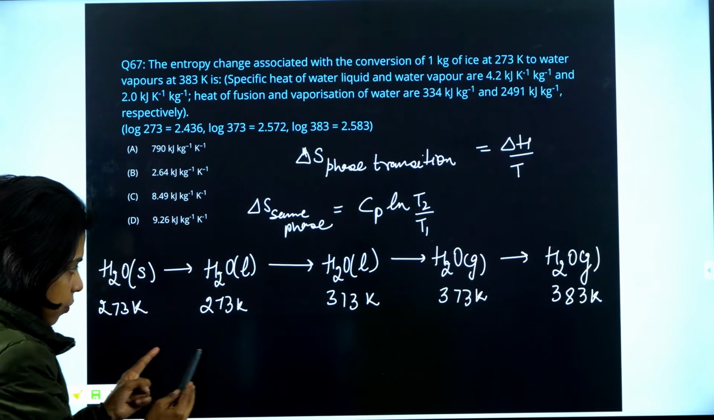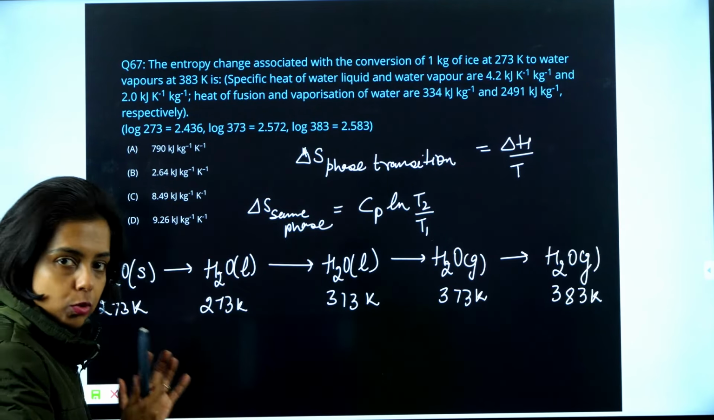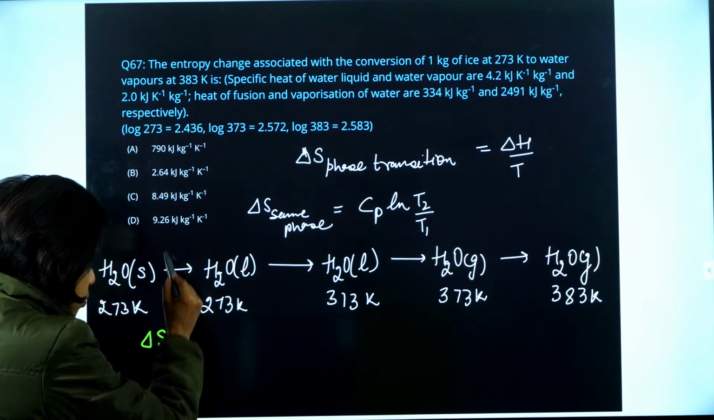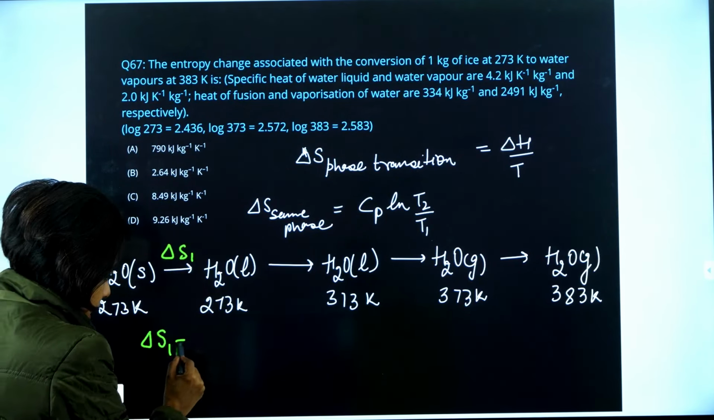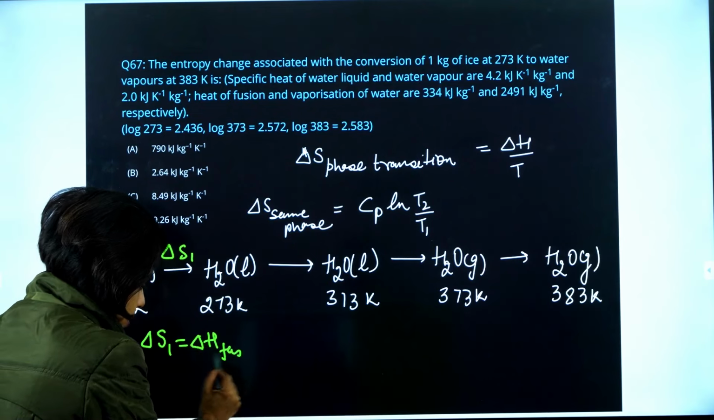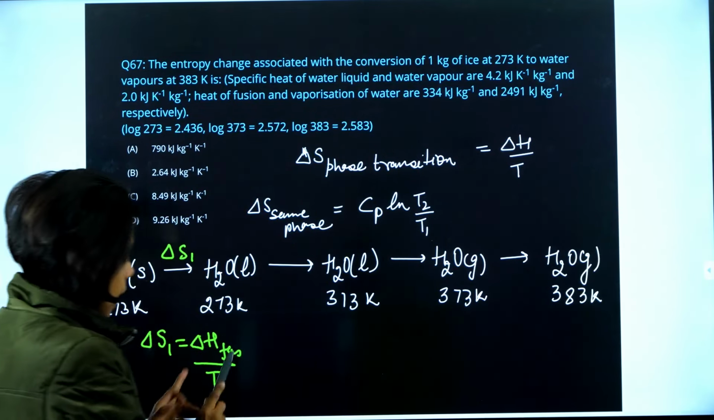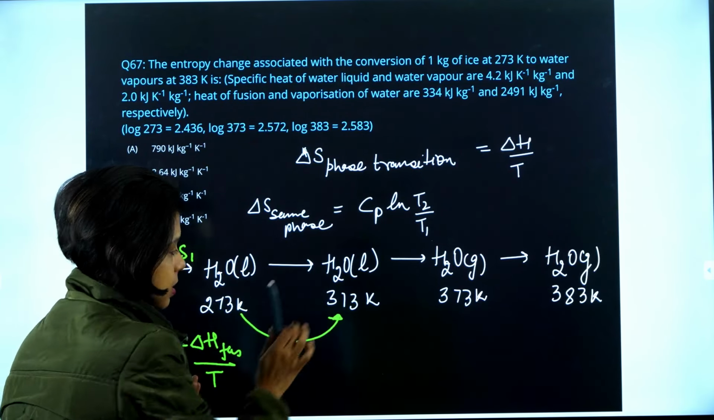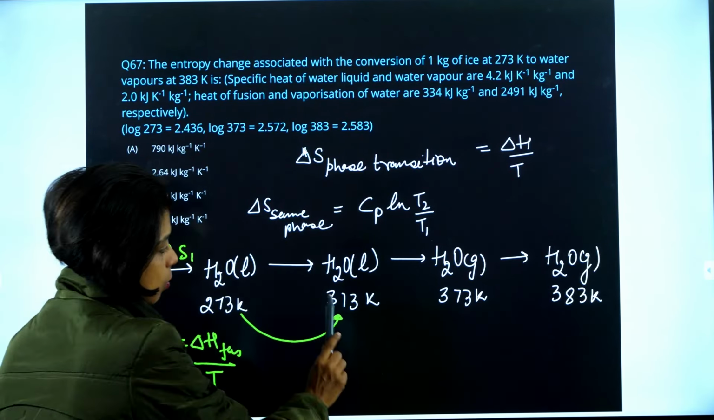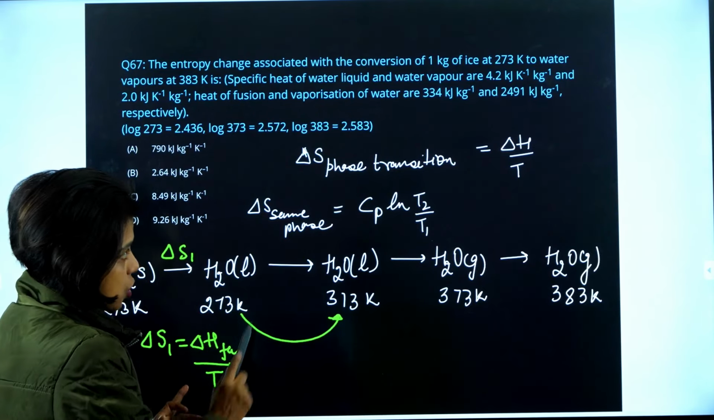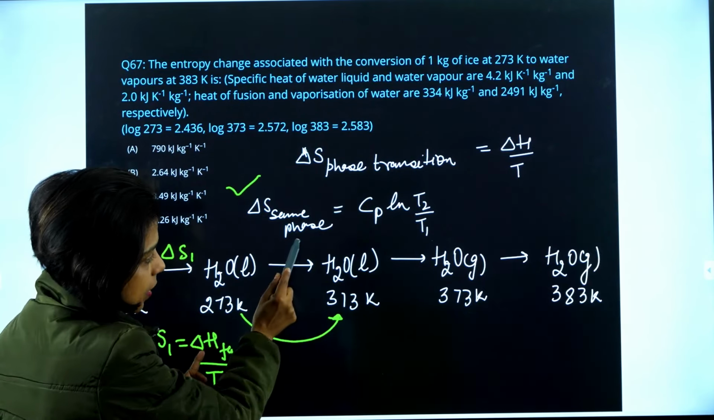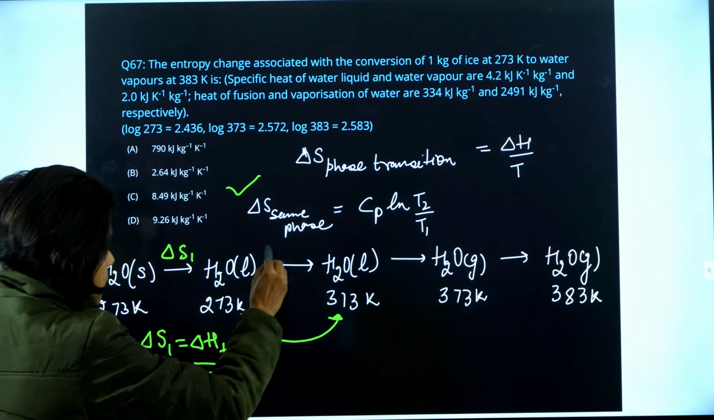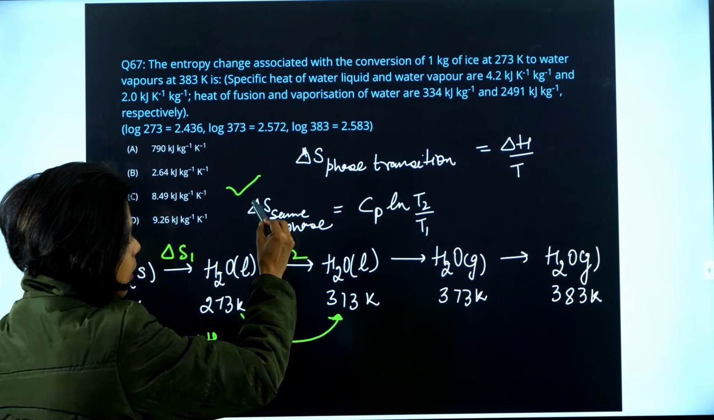Now you will change the phase and make it liquid, right? Fusion is there, same temperature. So here the entropy change for this first process is delta S1, using the enthalpy of fusion, because you're changing the state and the temperature remains the same, 273. Now from 273 to 373, the temperature is changing and the phase remains the same. So you make liquid from 273 to 373. Now the entropy change is given by this formula: same phase, changing temperature, Cp ln T2 by T1. So the entropy of this second step can be calculated by using this formula.